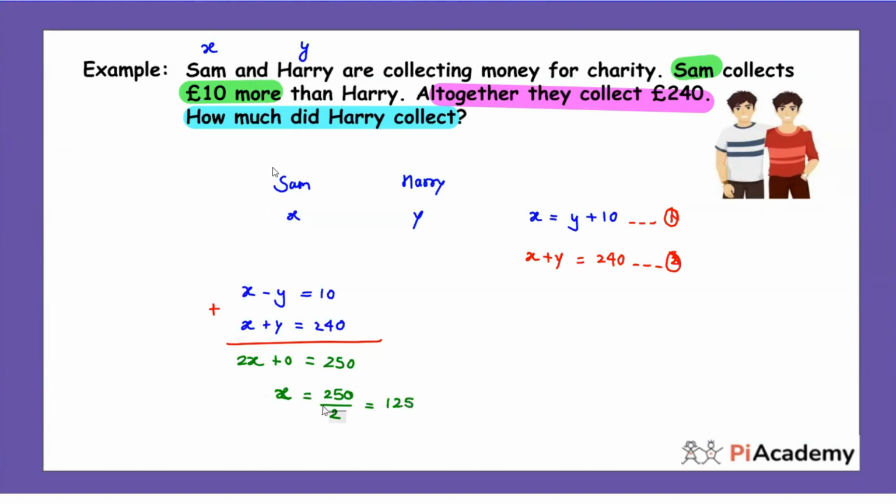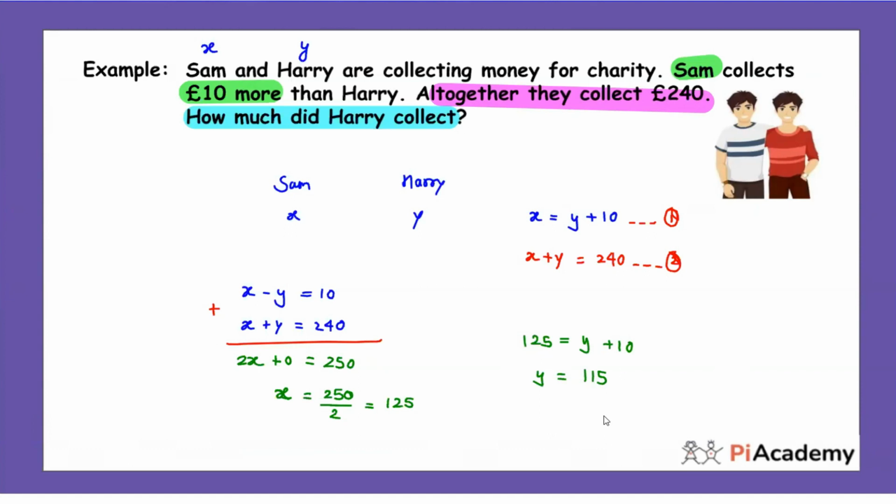So you got one of the values: Sam will collect 125. Now, once you know this, how much will Harry collect? You can use any one of these equations. Let's say I'm using the first equation. Instead of X, I'm going to put 125, equals Y plus 10. So from here, Y must be 125 minus 10, and that is 115. So you got this.